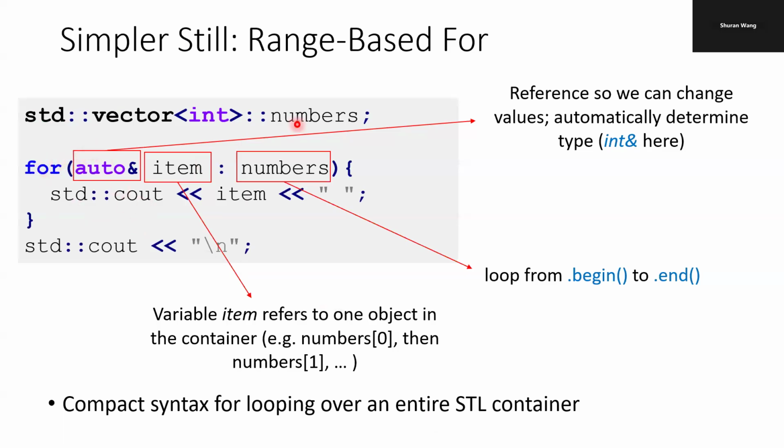Yeah, the auto keyword is a reference so we can change values. It automatically determines the type. Numbers will loop from dot begin to dot end with iterators. And the dereferenced iterator is put into the variable called item here. So this points directly to the object. It's not a pointer or iterator. This is the object itself.